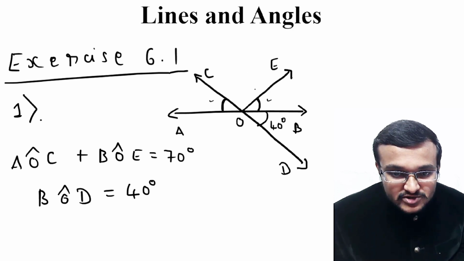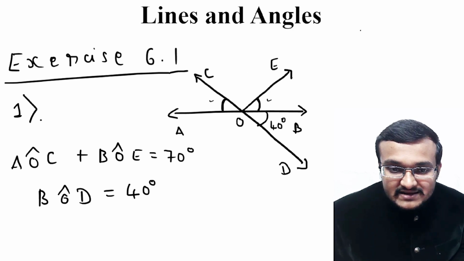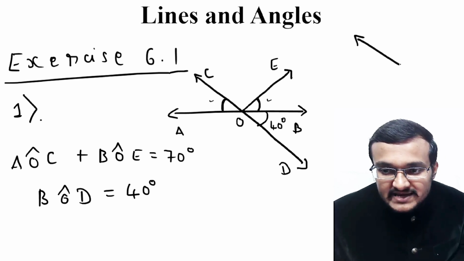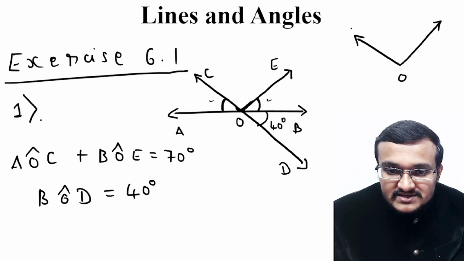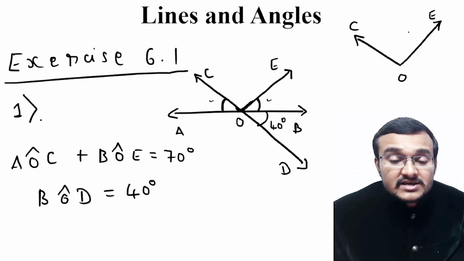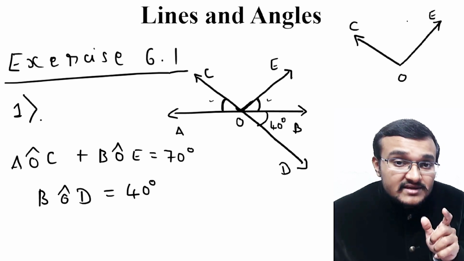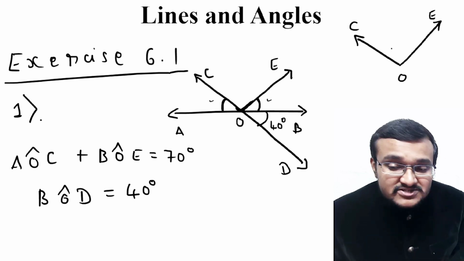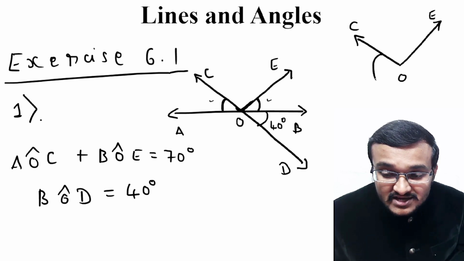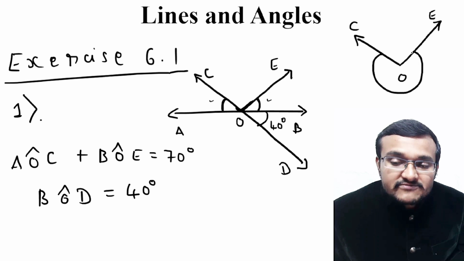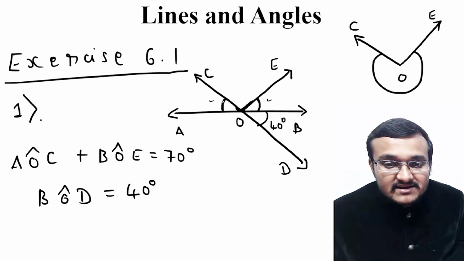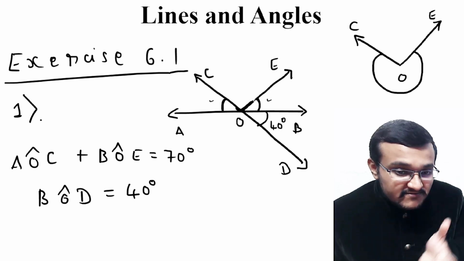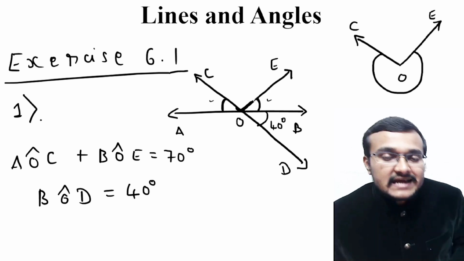So reflex COE means this particular angle. So that means here you can see. So I'll take one part of this diagram here. So here O is there, here C is there, here E is there. So they are asking to calculate COE angle, but not this side. They are asking reflex of COE. That means you have to find out this particular angle. You have to find out the reflex angle in this particular image. So the other side of COE, that is the reflex of COE, you have to calculate.